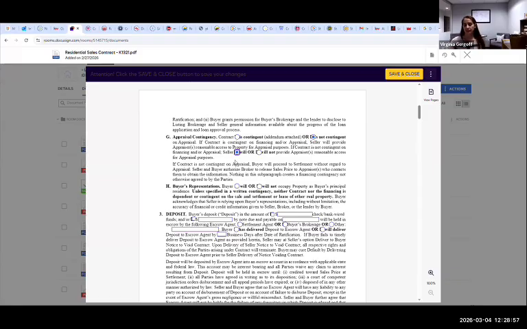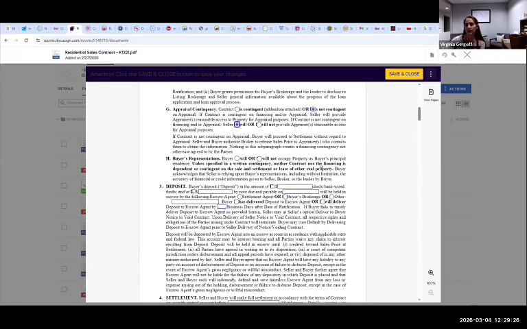The fact that you did an appraisal does not mean that you have the right to negotiate on an appraisal unless you have the contingency. Buyer representation. Buyer will or will not occupy the property as buyer's principal residence. Unless specified in a written contingency, neither contract nor the financing is dependent or contingent on the sale and settlement or lease of another property, right?